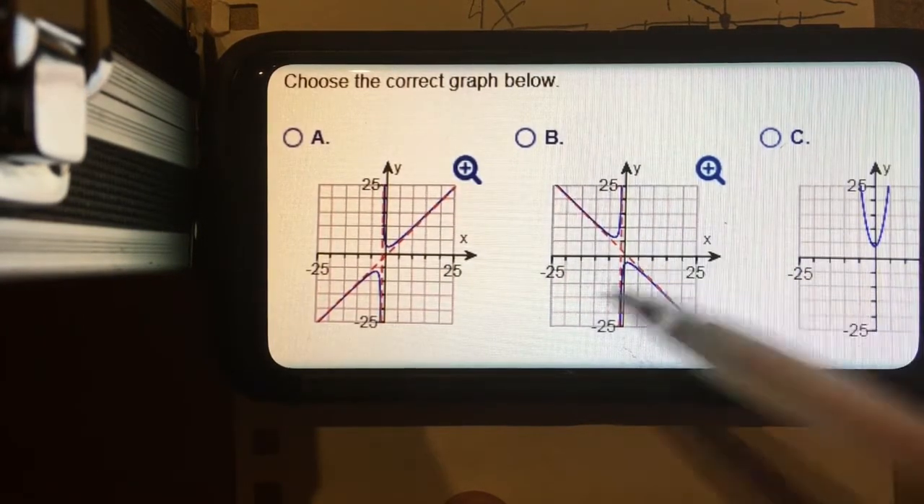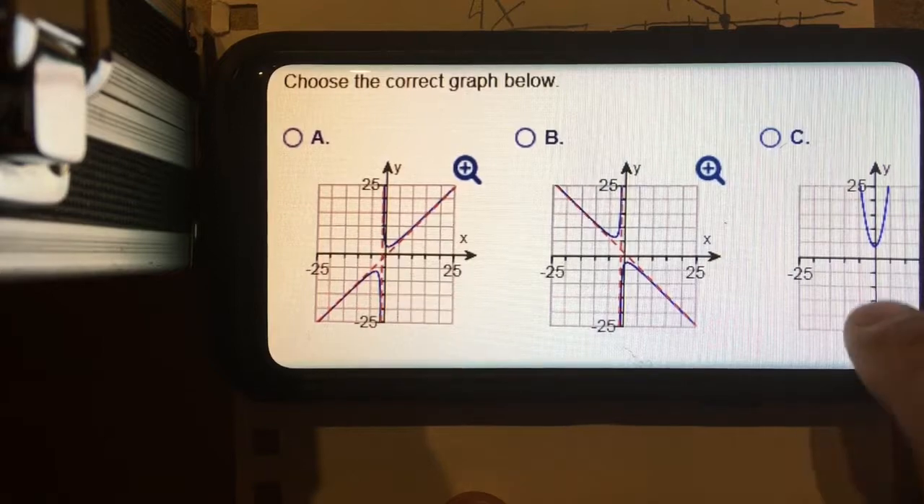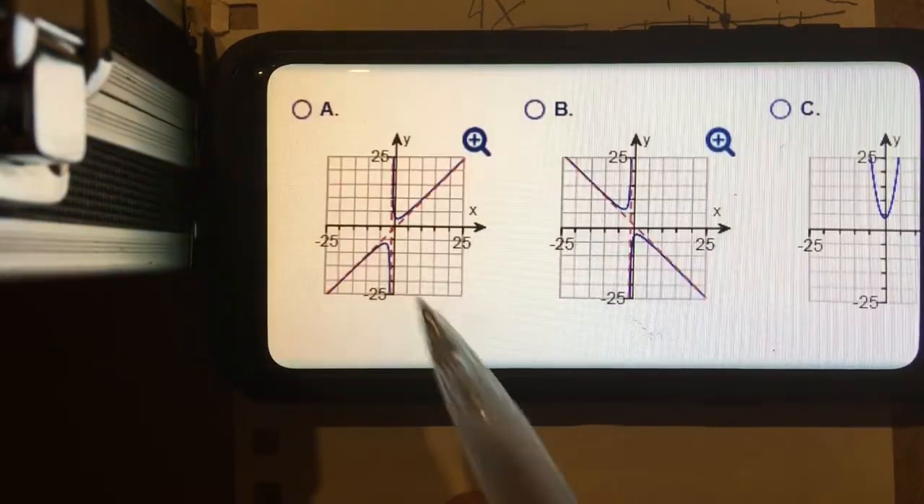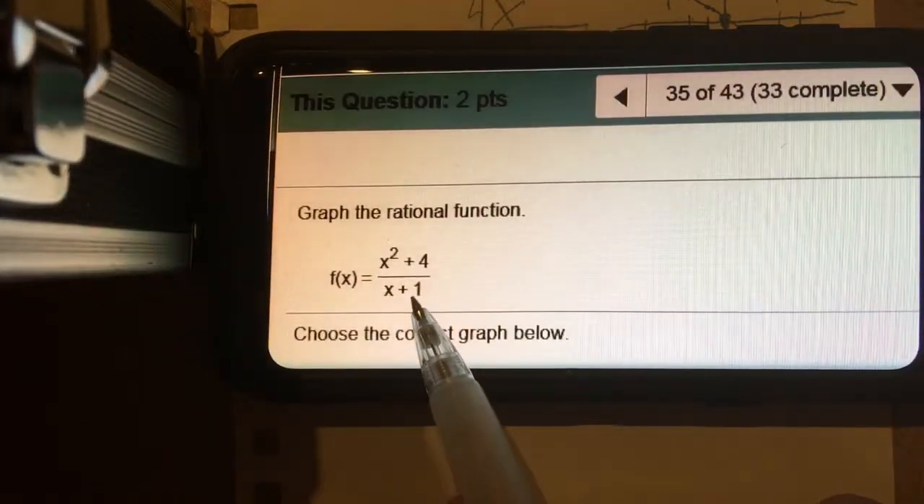Notice that's negative x plus 1. This looks like it's x minus 1, so it's going to be choice A. This one does not have a slant asymptote. This has a slant asymptote of x plus 1. So it has to be choice A with the slant asymptote of x minus 1.